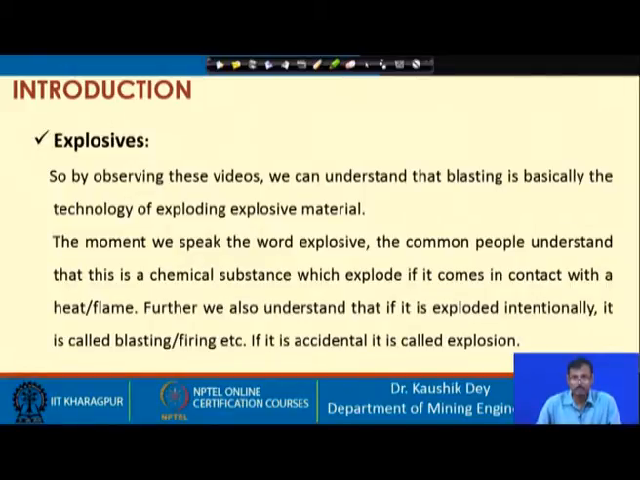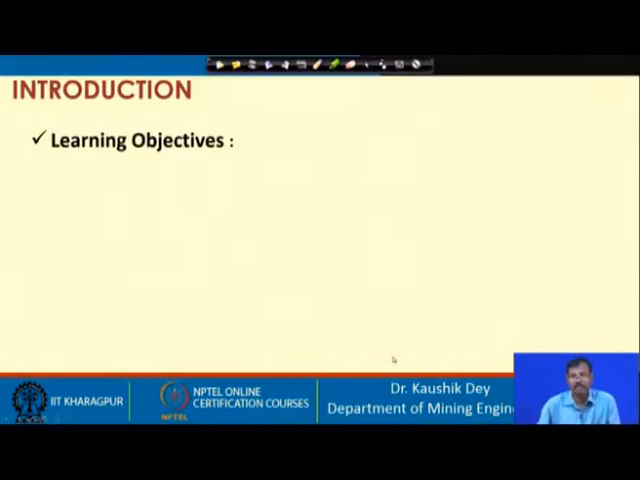So, that means explosion is the unwanted exploding of the explosive, and if we are willing to do that, that is called blasting or firing. Military people carry out firing, mining people carry out blasting, and if other people do that unintentionally, it is called explosion. So, what is the learning objective of today's class?